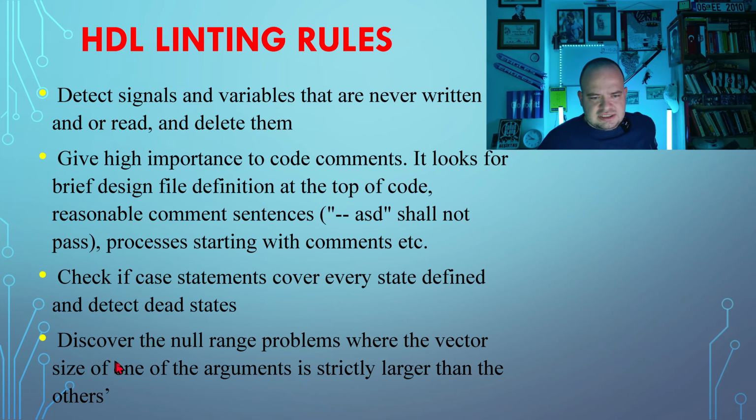Okay, next one: discover the null range problems where the vector size of one argument is strictly larger than the others. This is important, by the way. Let me give an example. Sometimes in both design and verification code, instead of magic numbers, some constants or generics are used. Let me give an example from VHDL. You can use downto for multi-bit vectors.